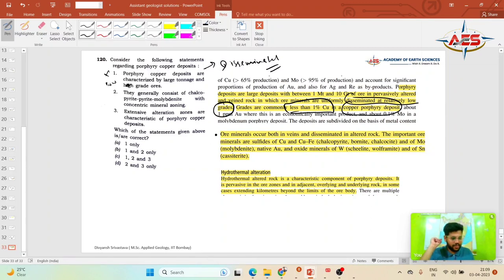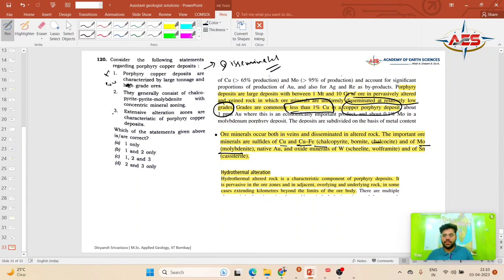Yes, concentric mineral zoning we get, okay, and the mineral zoning will define the paragenetic sequence. So you can say the important minerals are sulfides of copper, and molybdenite is present here. Pyrite and chalcopyrite are very much associated with each other, so pyrite would also be there with chalcopyrite.